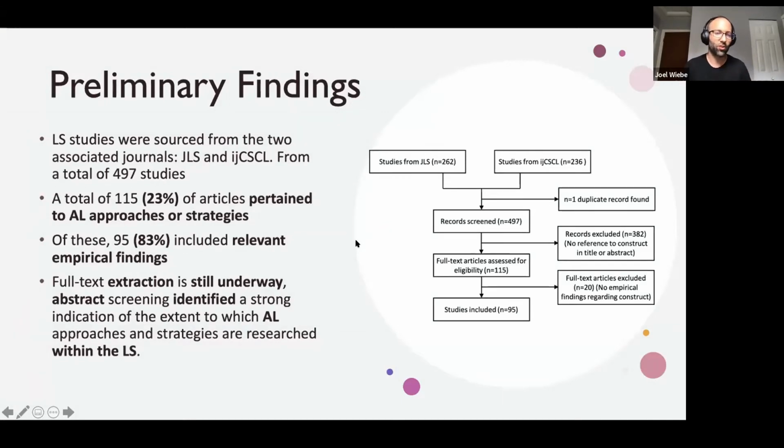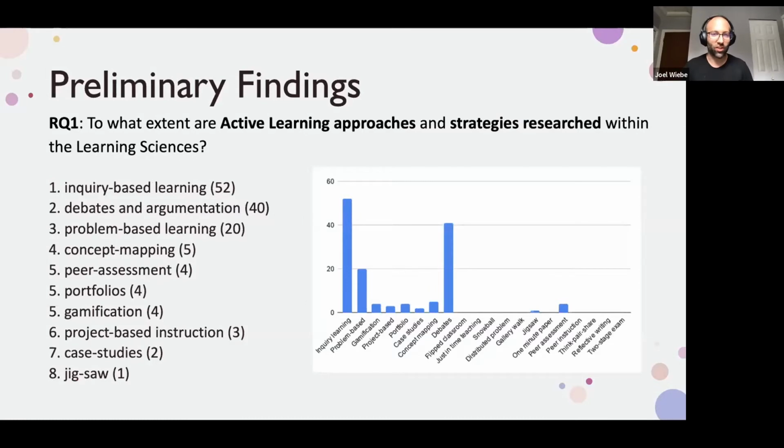So essentially, we found that 23% of these articles pertain to active learning approaches and strategies. And from those, 83% had relevant empirical findings. So this is how it charts out. We did an examination at this point of the abstracts, and viewing the abstracts, we found that there were 52 that talked about inquiry, or that applied inquiry-based learning.